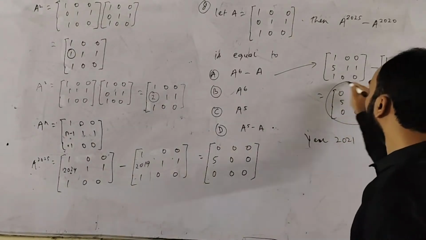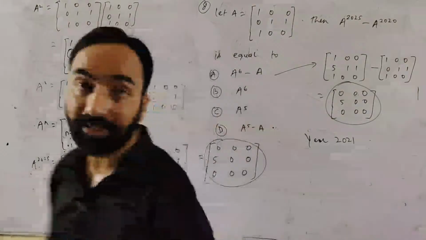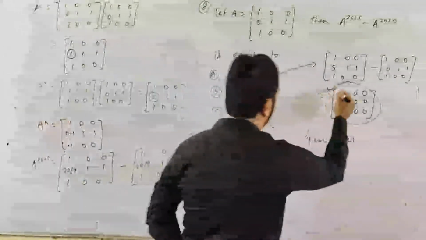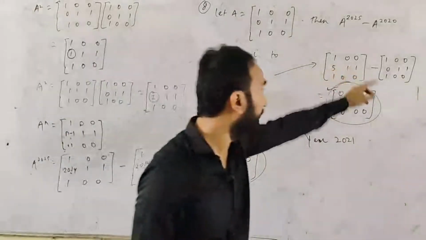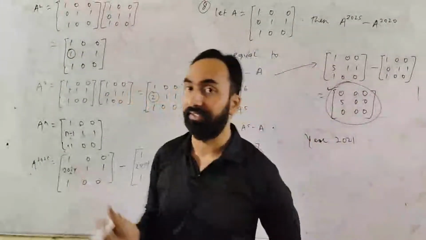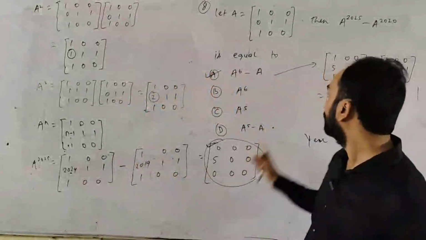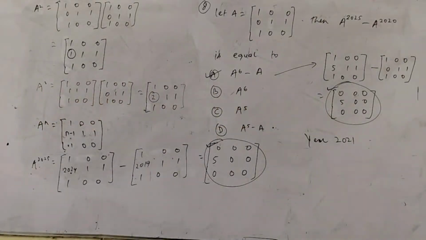It means now you notice this, no? A to the power 6 minus A is equivalent to A to the power 2025 minus A to the power 2019. So these two are similar, right? Correct option will be what? Option A, right? You see A to the power 6 minus A is coming as A to the power 2025 minus A to the power 2019. So compare it, they both are same. So option A is the correct option here. Make a note of it and then we'll move to question number 9.